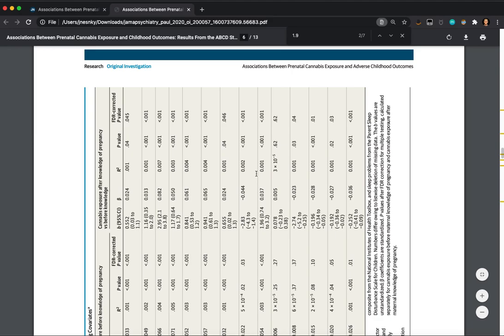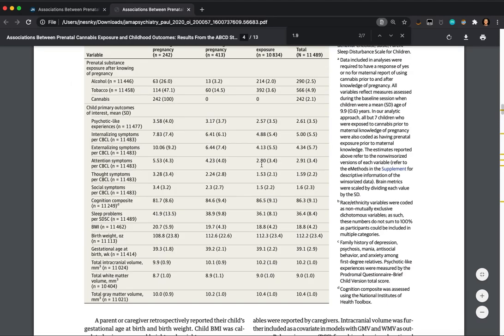Well, that was pretty interesting. This was published yesterday.